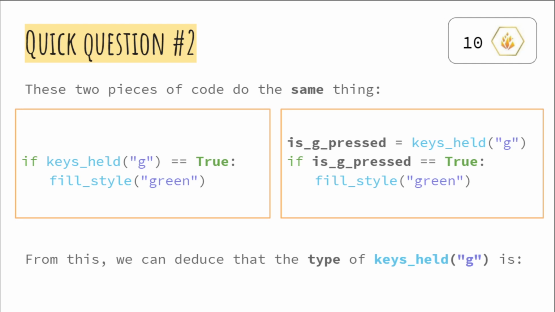So, most of you got the correct answer, and that is that the type is a Boolean. Even though we have a string in there, where G here is our string, the type of keys held G is a Boolean, because we can compare it to true. If it was a string, that wouldn't be the case. We can never have a string be equal to the Boolean true. It's a bit like how range of 5 isn't an int, it's a list.